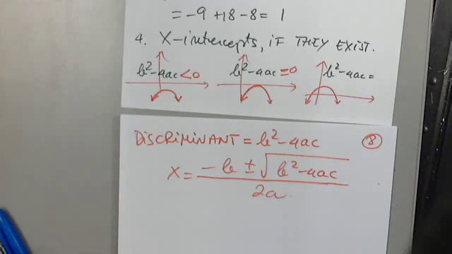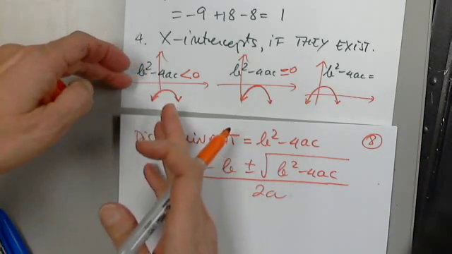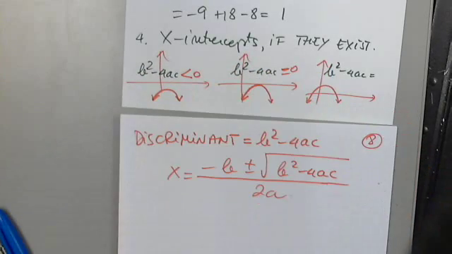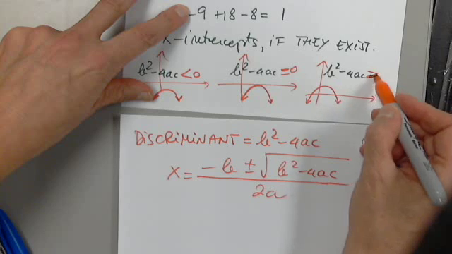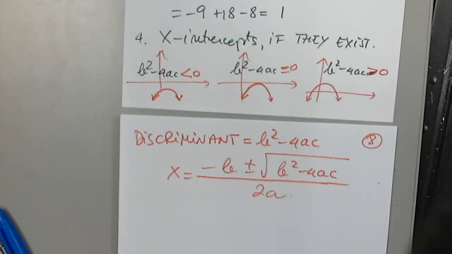And what about here? I got negative, I got 0. What could this be? Positive, above 0. Very good. If it's positive, then I will take the square root of it and get 2 distinct solutions. So please keep that in mind.